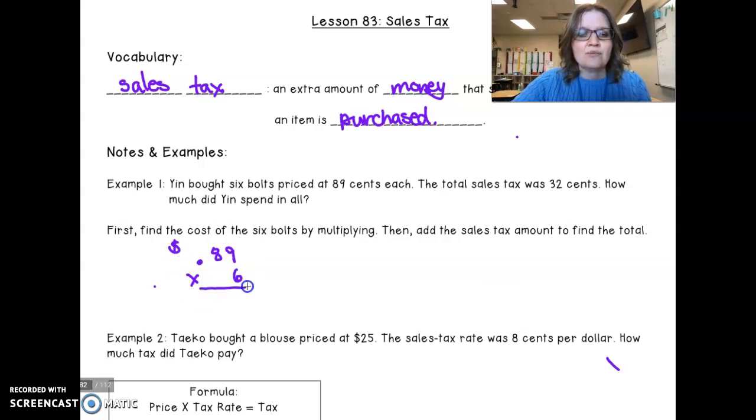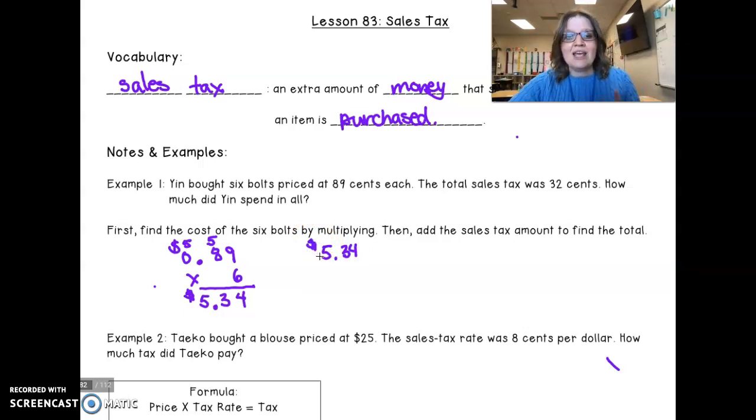Now guys, we have to really think about our 6 times tables so that we are very accurate. 6 times 9 is 54. I'm going to put my 5 up here. 8 times 6 is 48. 48 plus 5 is 53. So I'm going to put my 3 right here, and we have a 0 right here. I'm going to put my 5 here, and I'm going to say 5. And we put our decimal right here. So for 6 bolts, it's $5.34.